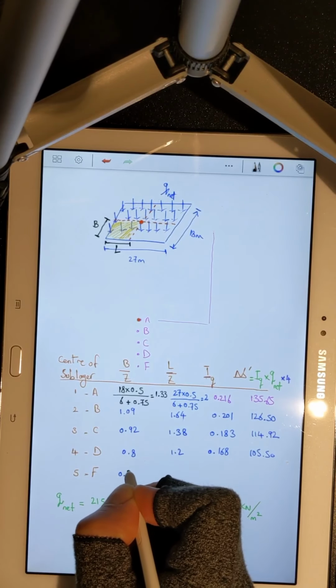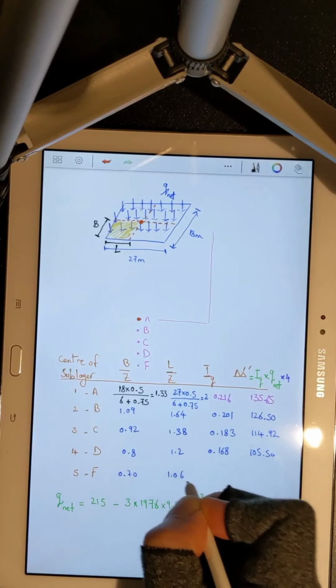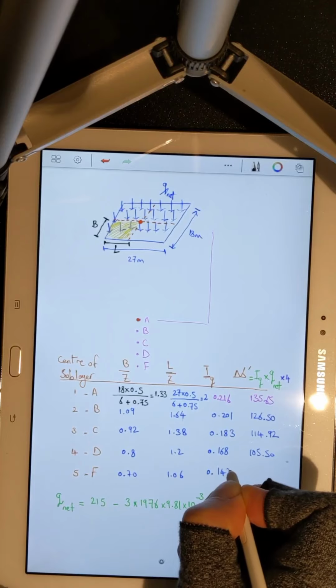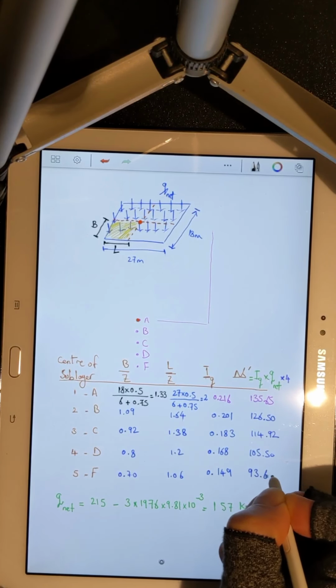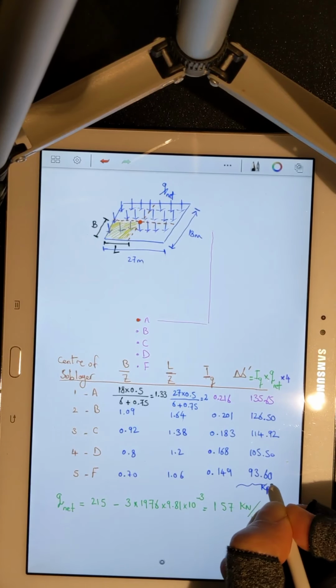Last, 0.70 B over Z. And finally, delta sigma dash, 93.6. Everything in kPa throughout.